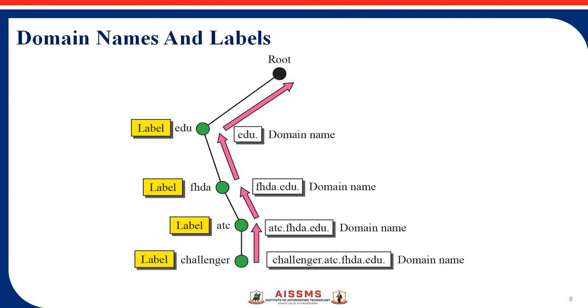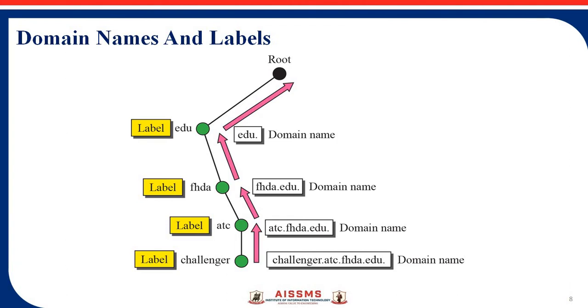Now we'll see labels and domain names. Each node in the tree has a label, which is a string with a maximum of 63 characters. The root label is a null string. DNS requires that children of a node have different labels, which guarantees the uniqueness of the domain names.